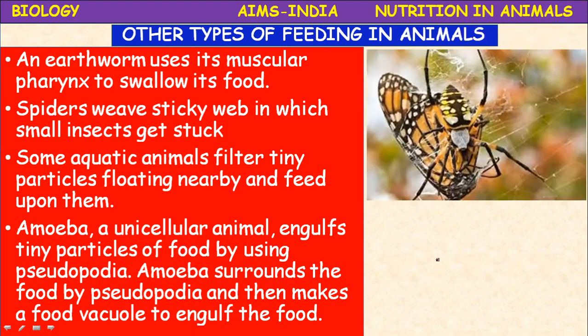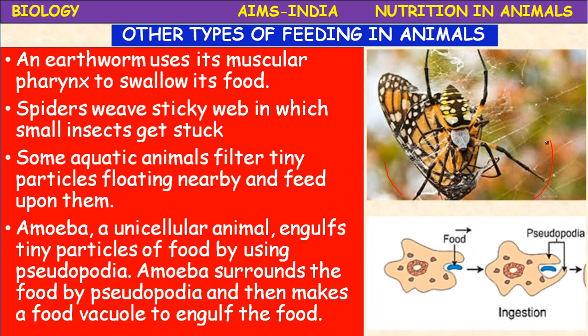So you can see the spider web. It has trapped a butterfly here in this spider's web. The spider injects some enzymes into the prey to paralyze or kill it. Then it digests externally and absorbs after digestion. A scorpion also does the same.